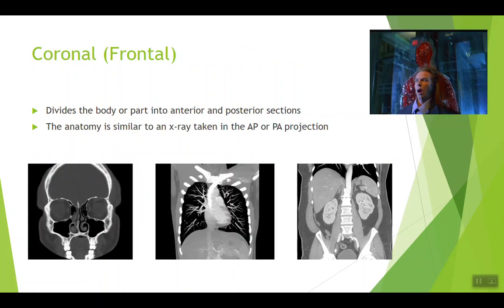Let's look at coronal sections. Coronal sections are sections that divide the body or part into anterior or posterior sections. So you remember, it's got to be like a plane of glass or a sheet that's going through the person that's going to separate front to back.